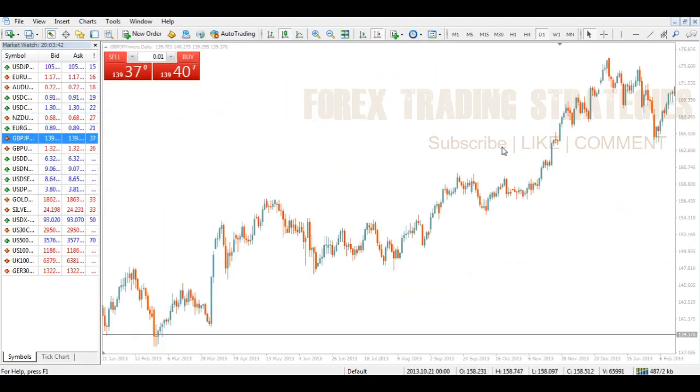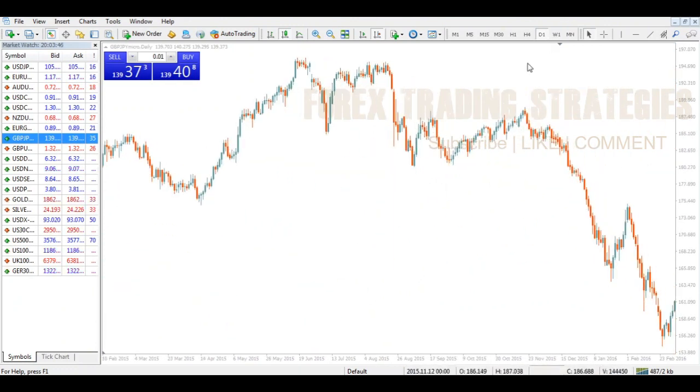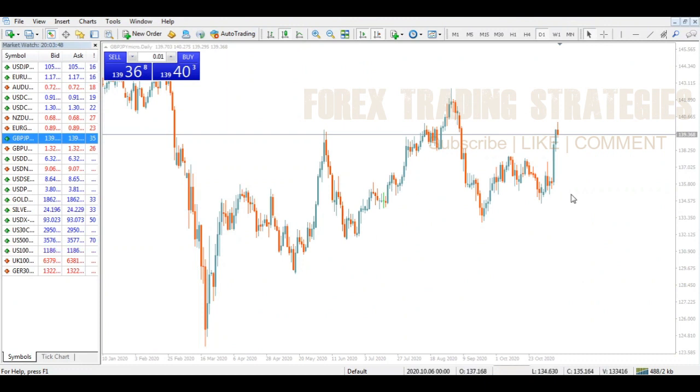Maybe let's find another pair. Let's see if there's another pair that doesn't have my lines already. This is GBP JPY. This is the daily time frame. The previous pair we did weekly. Let's see if we can do this on the daily time frame.